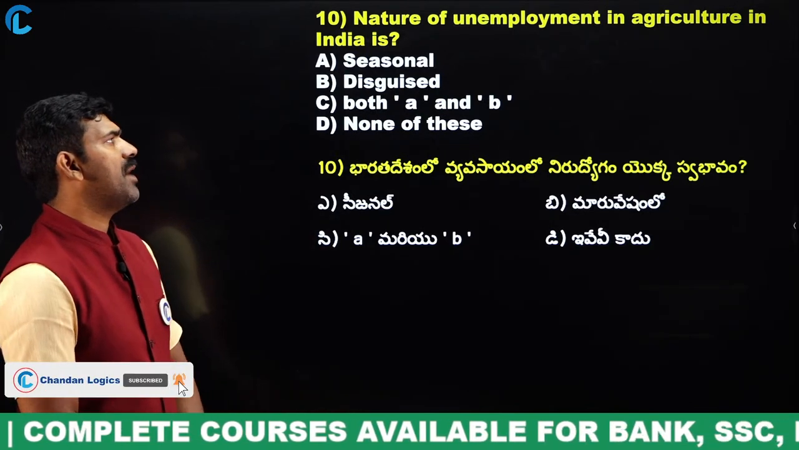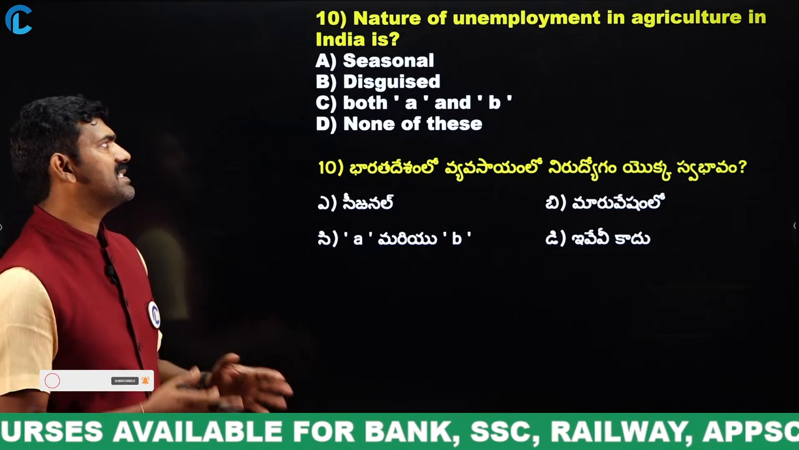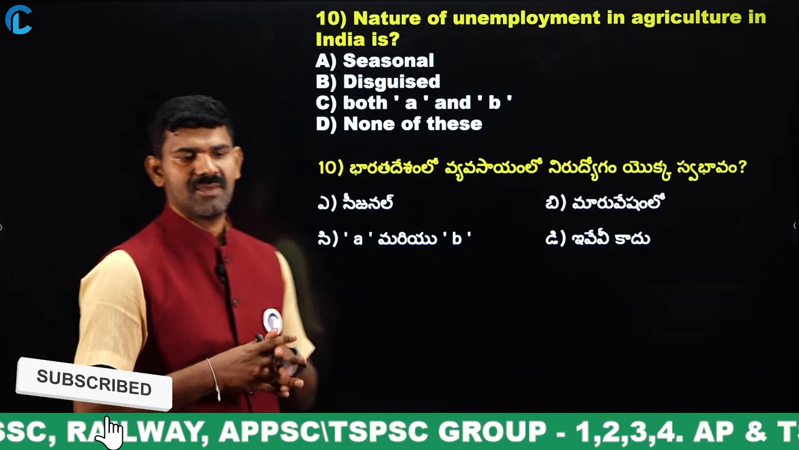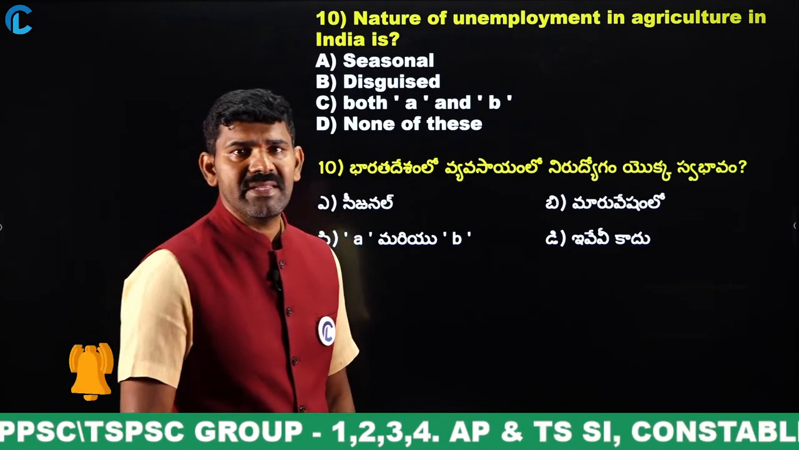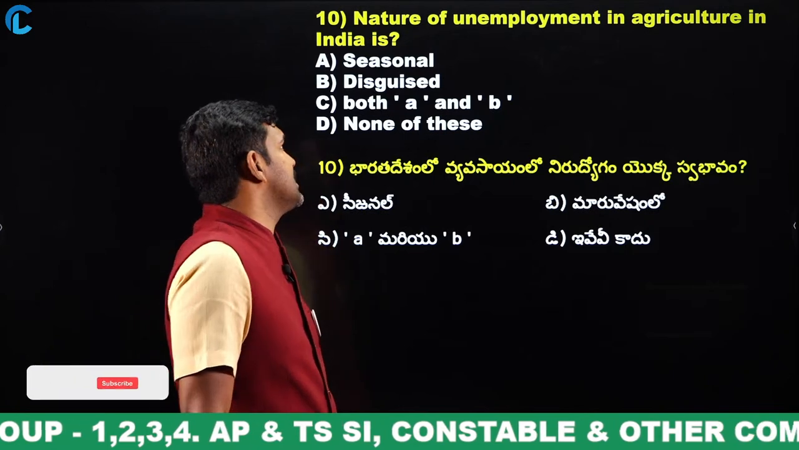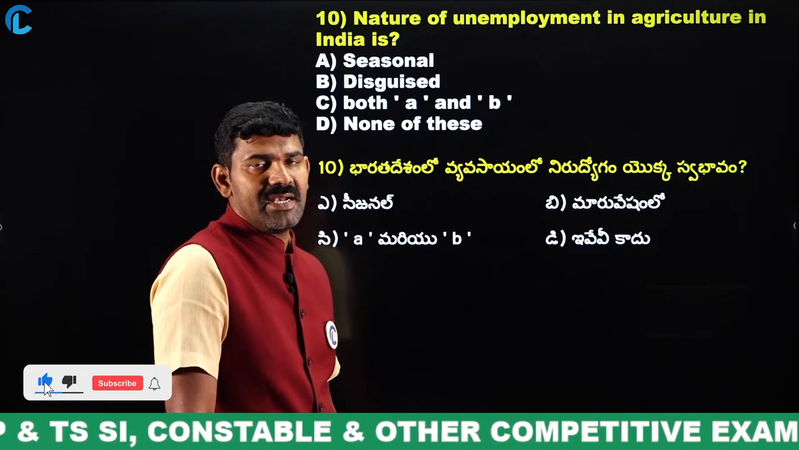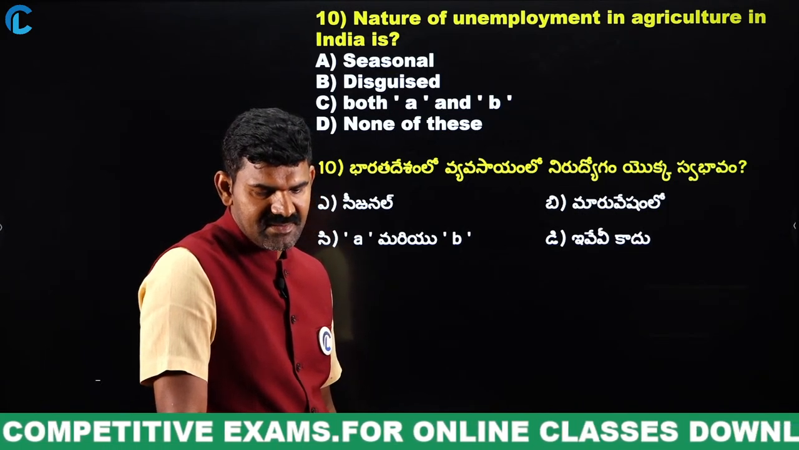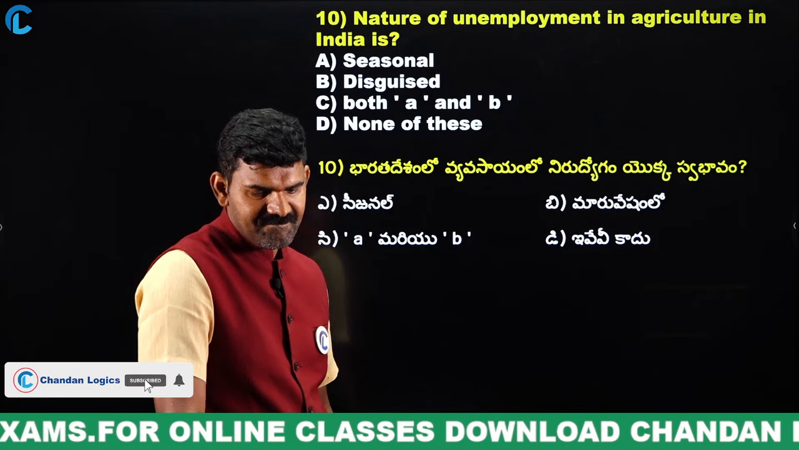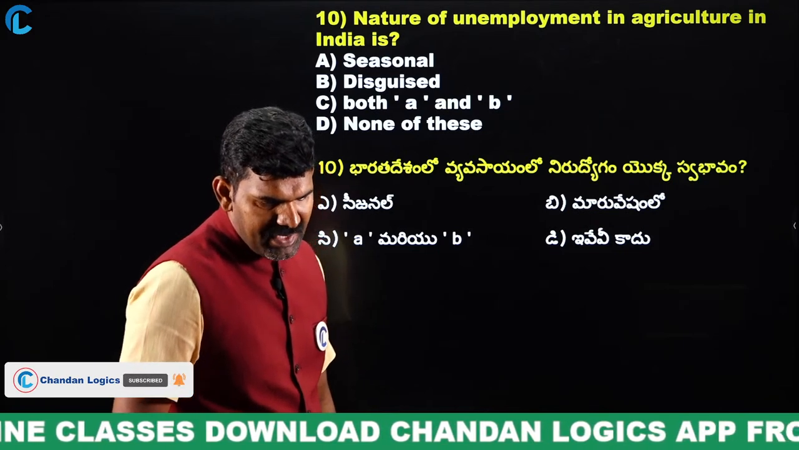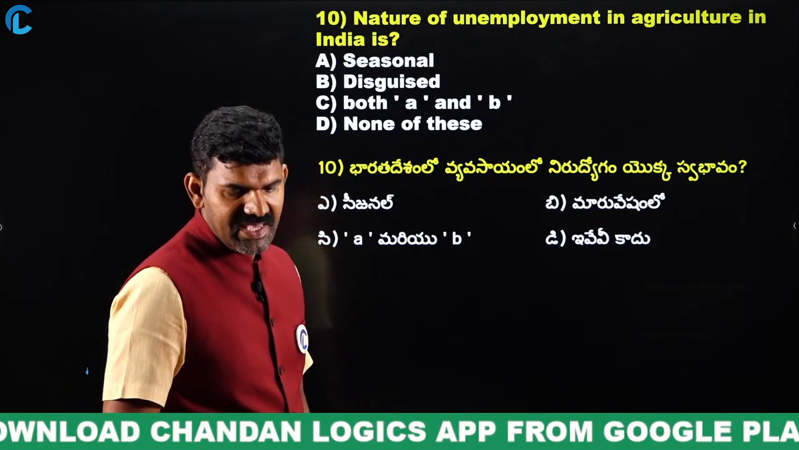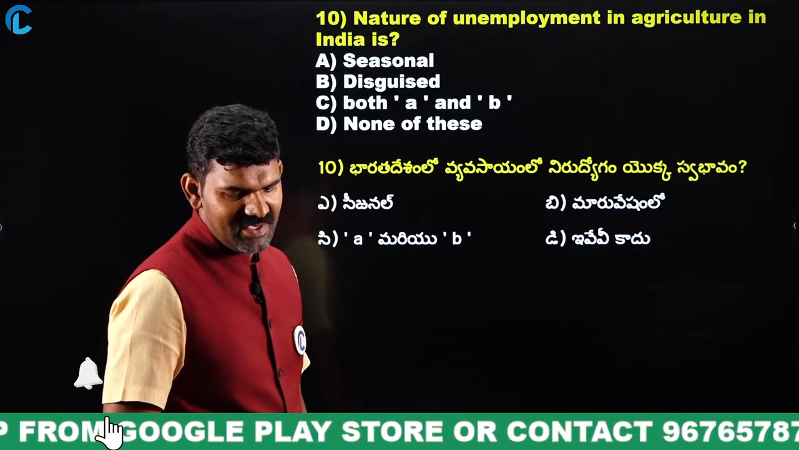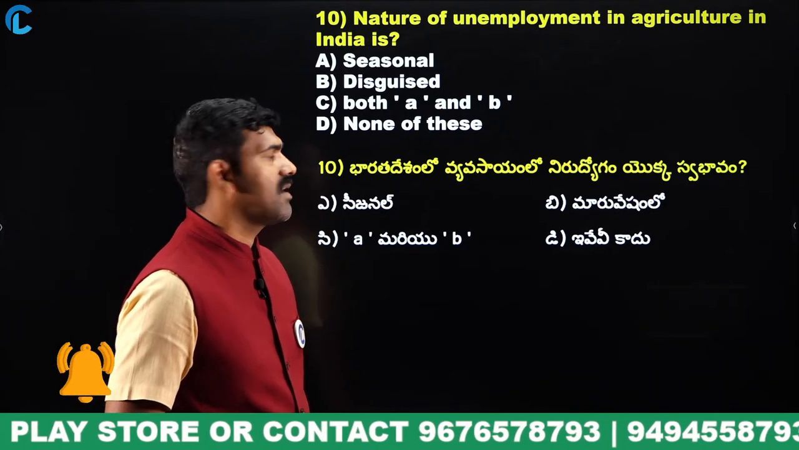Now, this is important. The nature of unemployment in agriculture in India is: seasonal unemployment, disguised unemployment, both A and B, none of these. What kind of unemployment do you see in agriculture? Is it seasonal unemployment? Is it disguised unemployment? Is it both A and B, none of these? So, what exactly is the right answer? Come on, guys. Okay, Bharati is saying B, disguised. Suresh is saying A. What about us? C. Okay. Come on, guys.